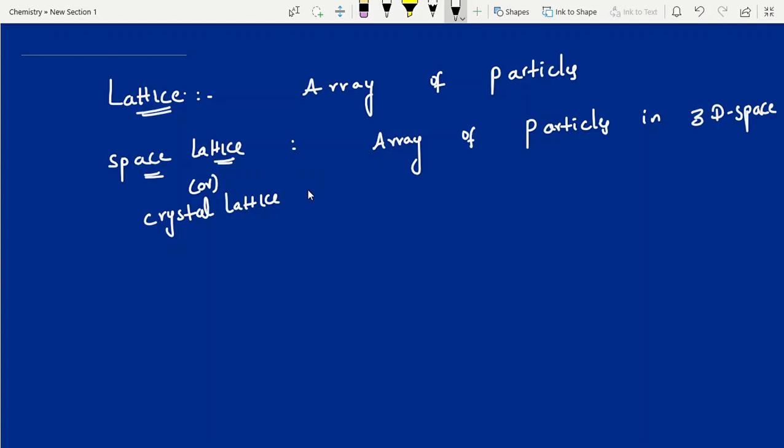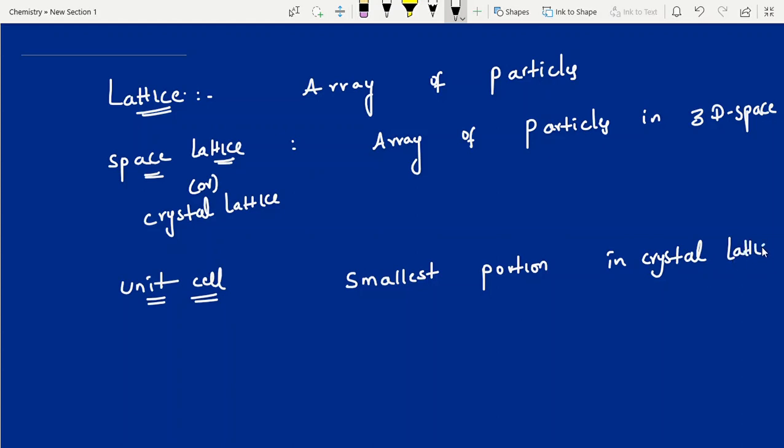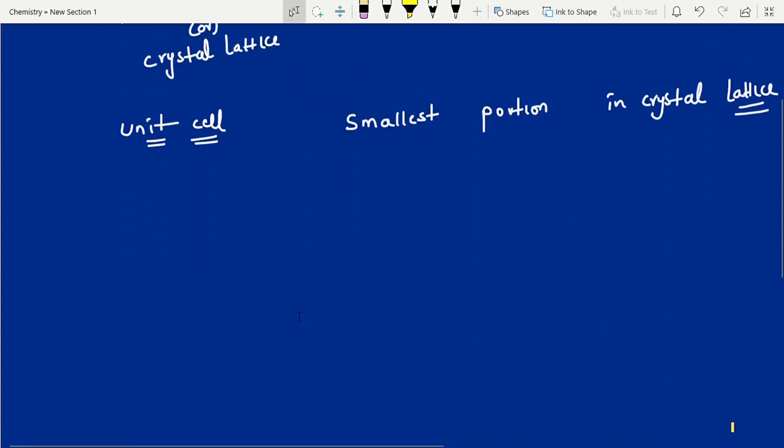Okay, students. Now next, crystal lattice, unit cell. We'll discuss the unit cell. Next definition, unit cell. This is one of the important points. It is the smallest portion in the crystal lattice. Now I am going to draw the unit cell. This unit cell can repeat continuously, and then finally we will get the crystal lattice in three-dimensional space.